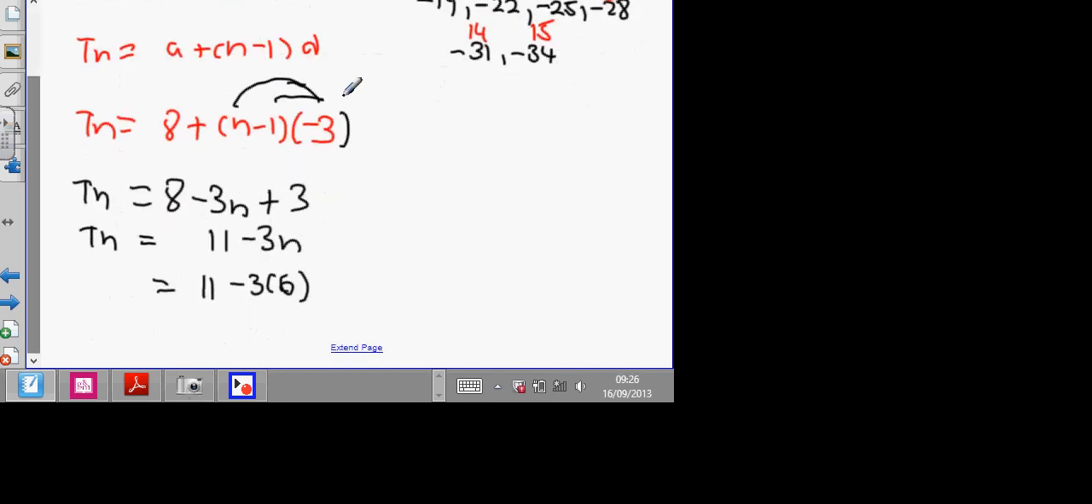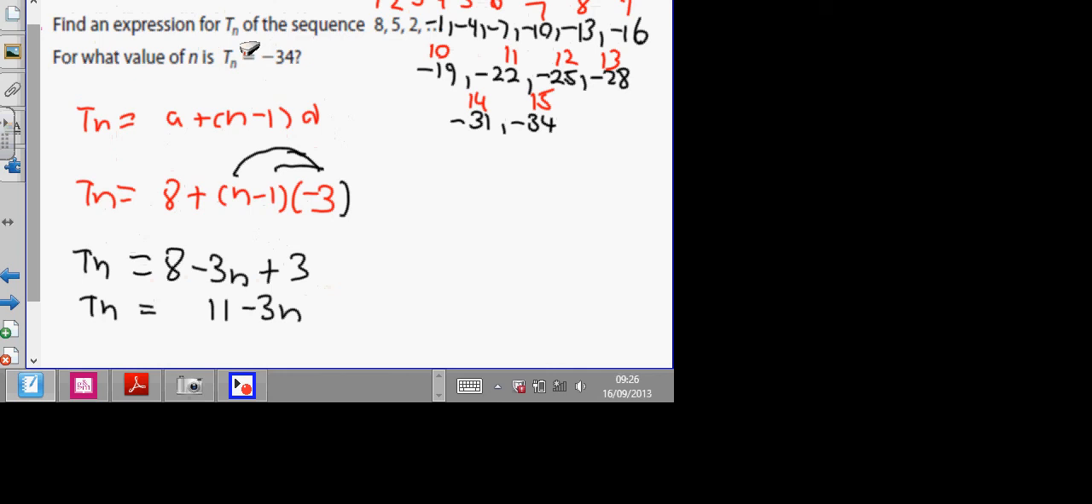It does. Now, what we're asked to find out is Tn equals -34. How would we do that? T minus 34 would mean replace n with -34. That doesn't say -34 here, does it? No. So what does it mean? It means the formula for Tn equals -34. So what's the formula for Tn? 11 minus 3n. 11 minus 3n equals -34.